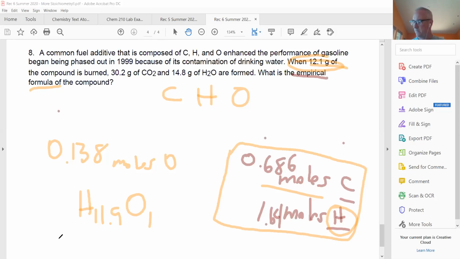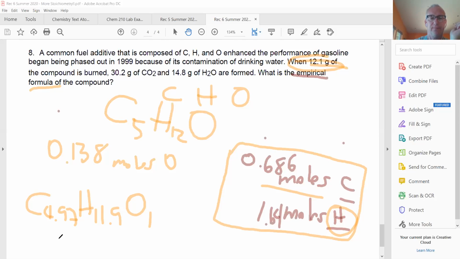And carbon is 4.97. So when I look at that, 4.97 is really close to 5. I mean, within error, I would say that's 5. So C5. And 11.9 is really close to 12. So I'd say 12. And then O1, just leave it. So C5H12O.